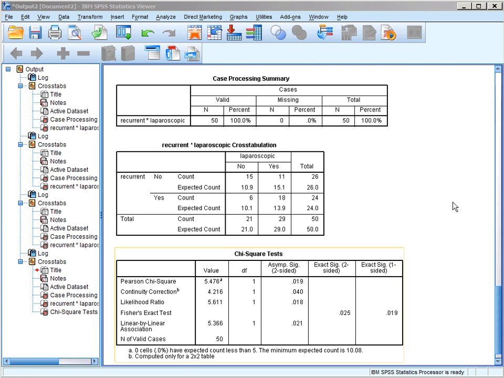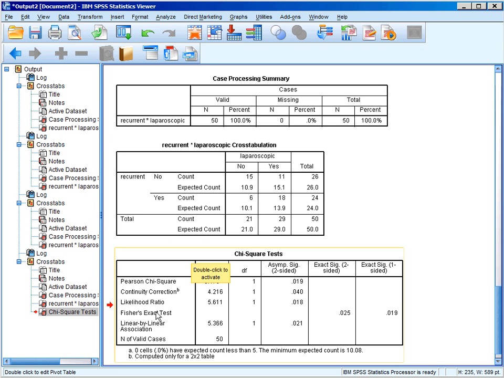One thing to watch out for, if the expected count in any of your cells is 5 or less, the chi-squared test becomes inaccurate, and you should use the Fisher's exact test, which is down within this table as well. So if the expected count in your 2x2 table is less than 5, use the Fisher's exact test.